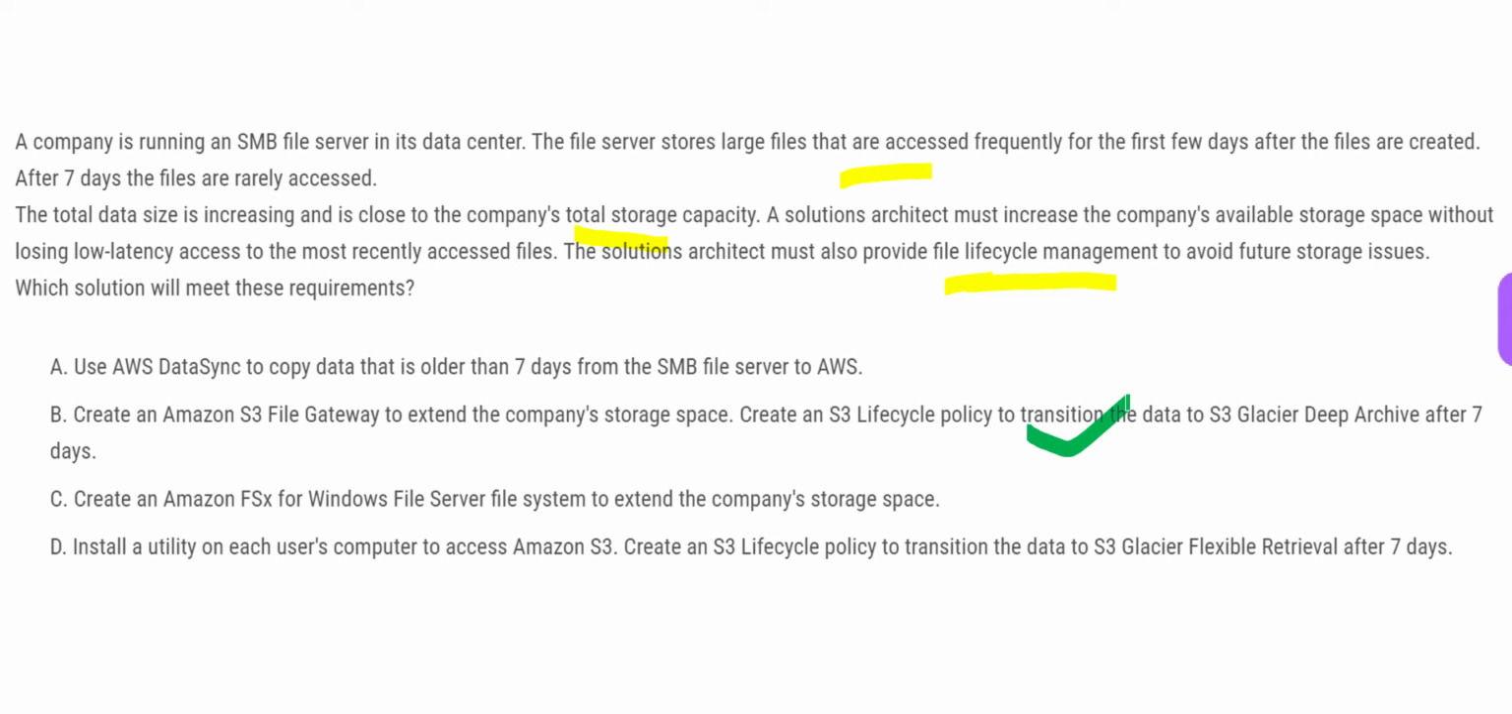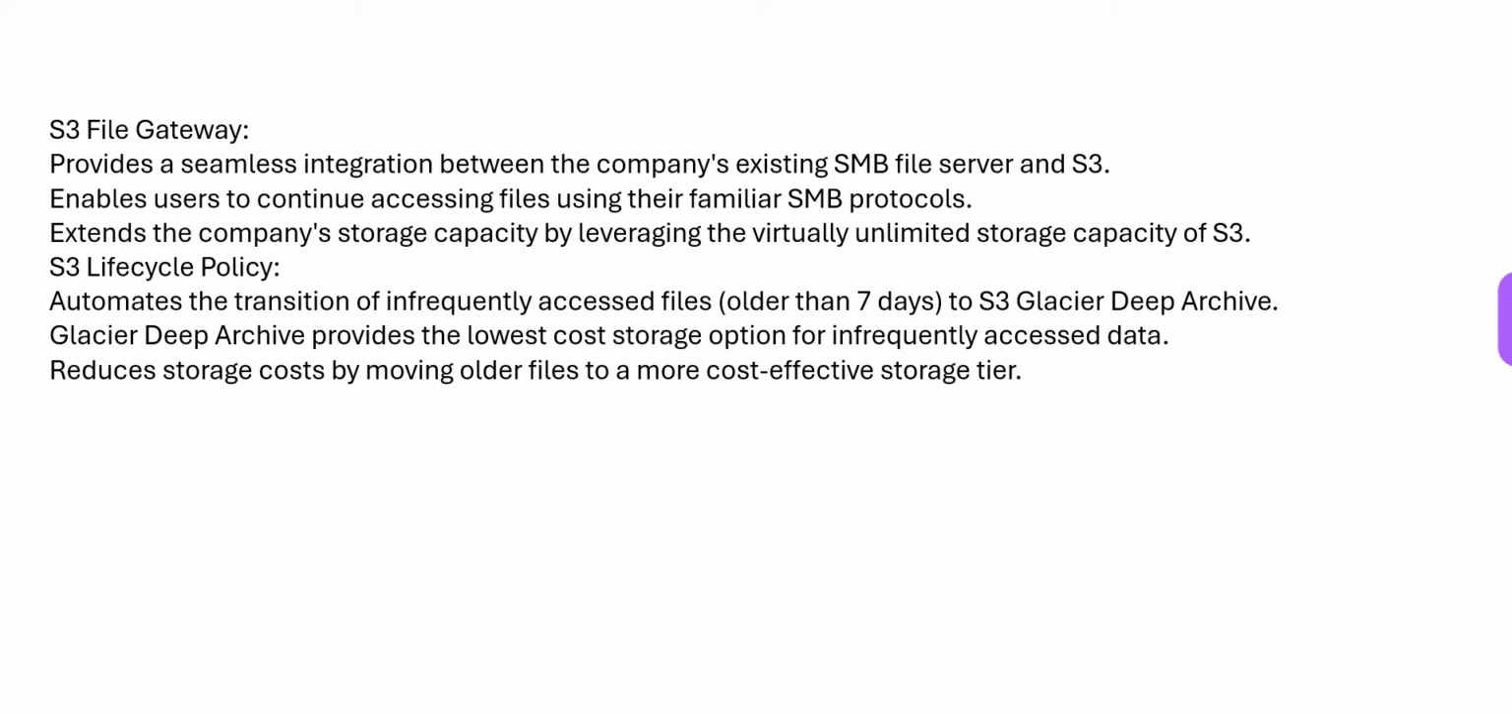We create a file gateway, an S3 file gateway. So you don't have to add more storage on premises, and you can use a lifecycle policy. When the file becomes old, you move it to Glacier after 7 days. The file gateway provides seamless integration between on-premises and S3, especially in your SMB file server setup. That is one. And S3, we know, has unlimited storage capacity. So running out of storage is out of the question.